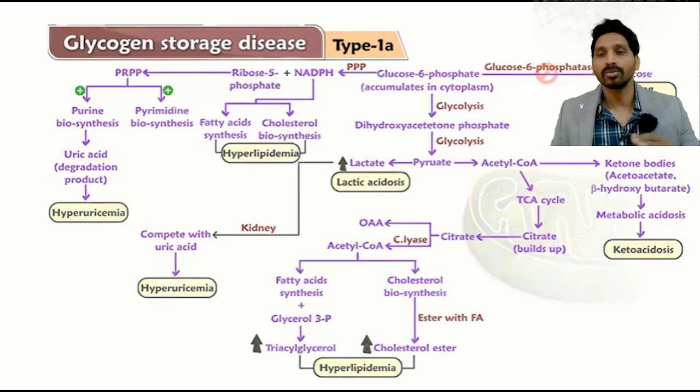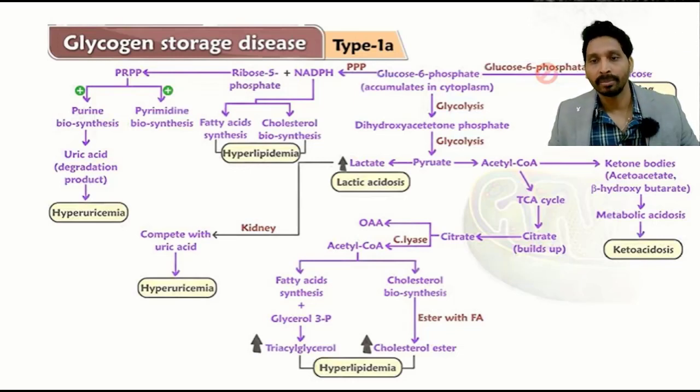Then whatever glucose 6-phosphate accumulated inside the cytoplasm will be diverted to alternative mechanisms, such as glycolysis to form an end product like pyruvate. Not all the pyruvate will be converted to acetyl-CoA, so some of it will be diverted to lactate, leading to lactic acidosis. And not all the acetyl-CoA produced will enter the TCA cycle, so it will be converted into ketone bodies. So there is an increase in the production of ketone bodies. That's why you can make out ketoacidosis.